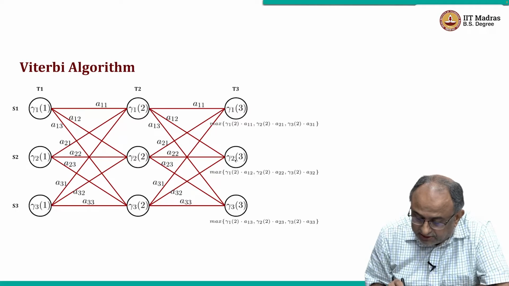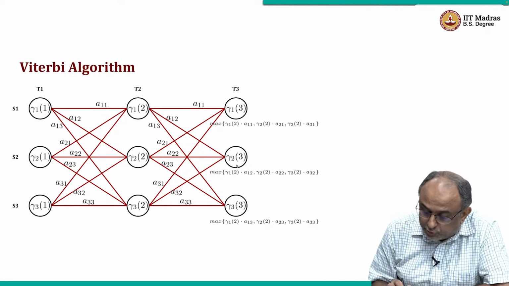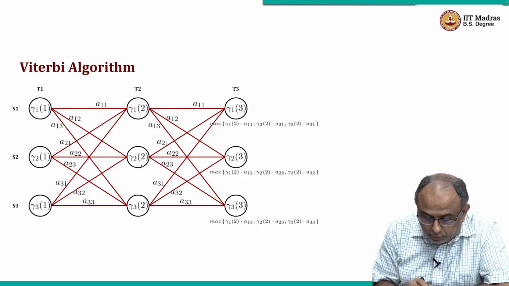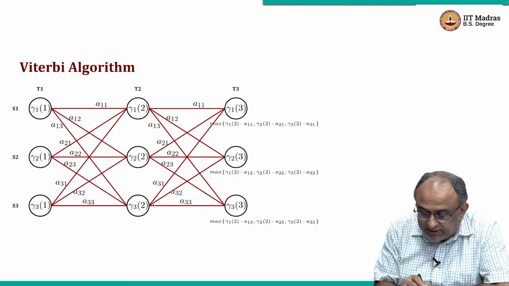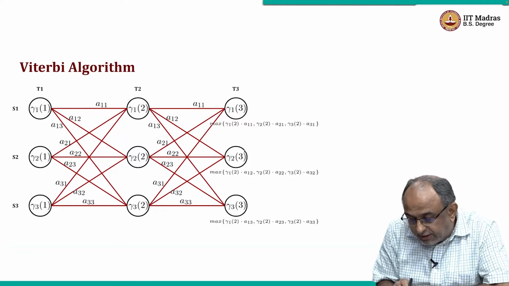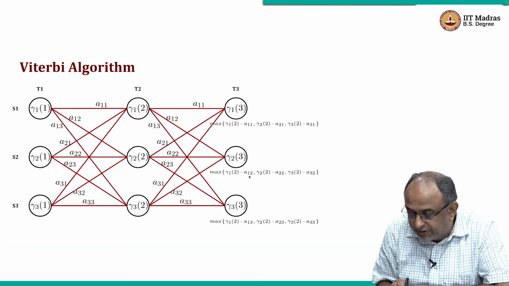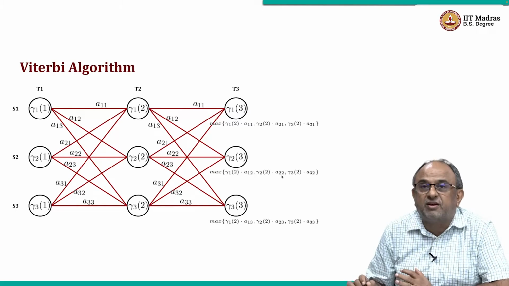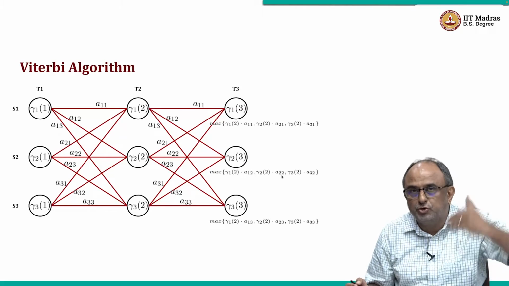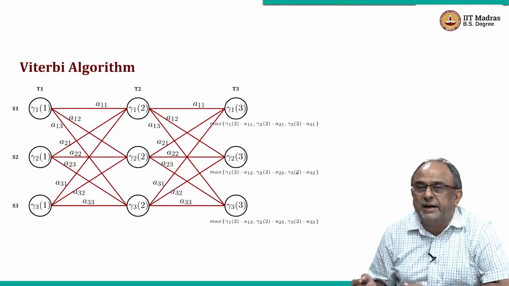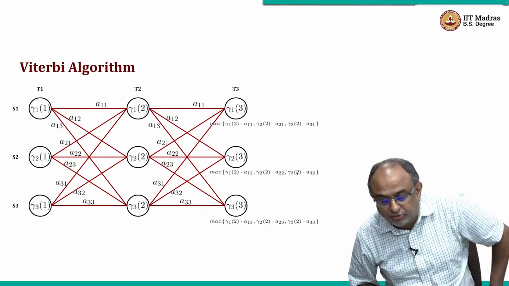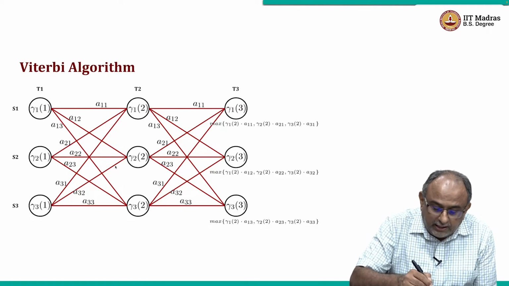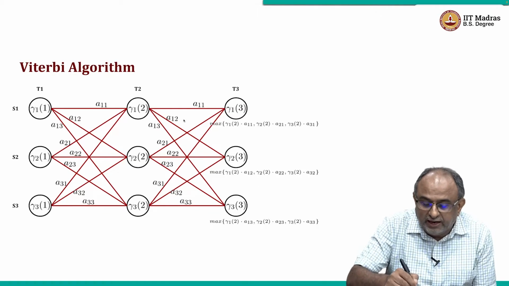If you look at this calculation, gamma 2,3 is only going to depend on gamma 1,2 or gamma 2,2 or gamma 3,2 and the transition probabilities. Because it's in the second state, it will come from A12 or A22 or A32. With these 6 numbers in this case, of course, if there are more states, more numbers, I take the max. This is the power of Viterbi. When I am doing this calculation, I need only the gammas at the previous layer and the transition probabilities.